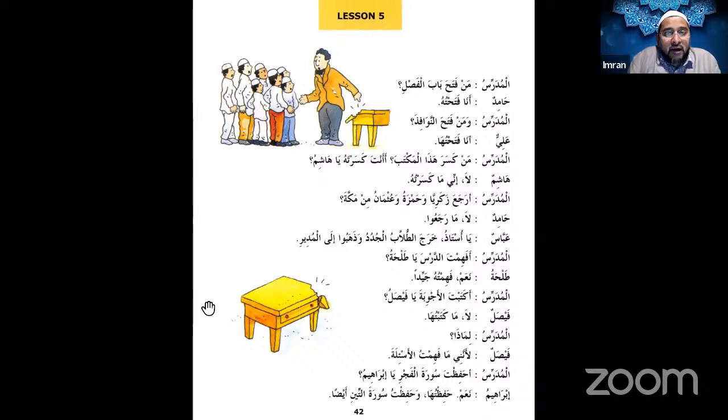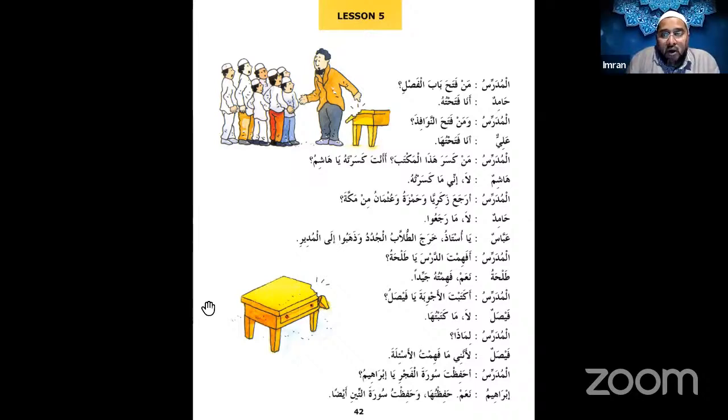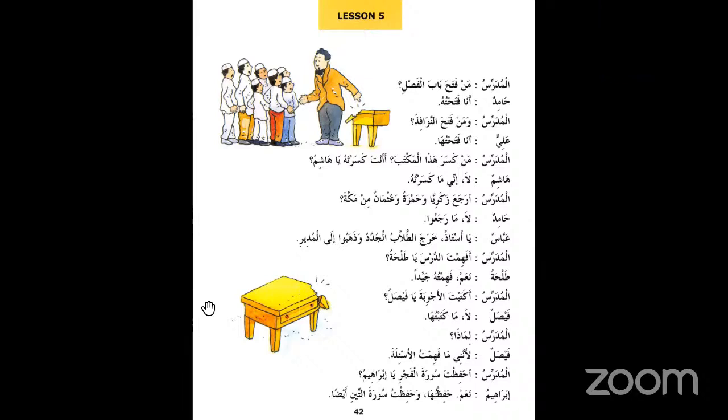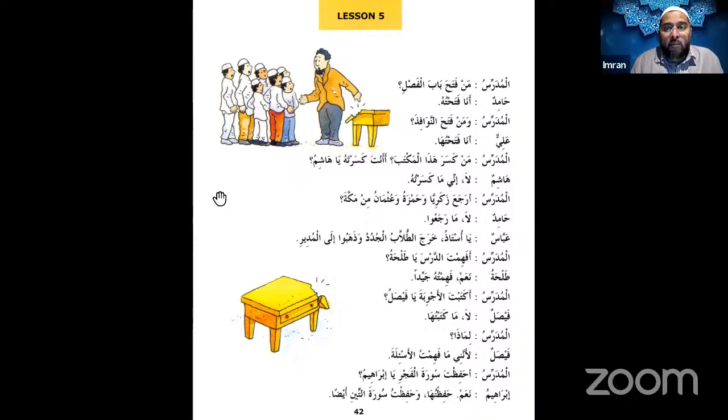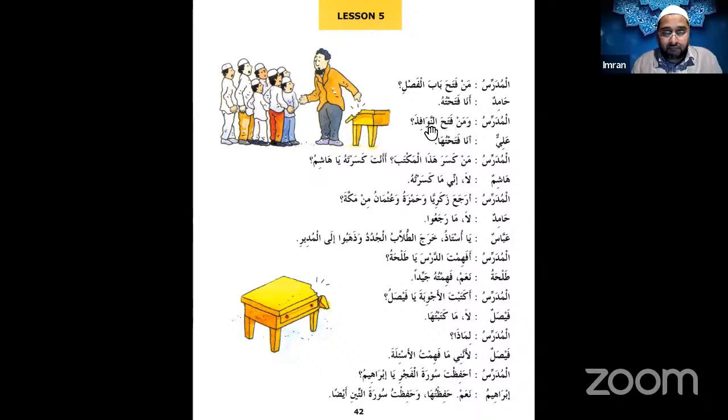So, wa man fataha an-nawafidha? Ana fatahtuha. Who opened the windows? I opened them. Now, doctor, explain here the position of an-nawafidha in the sentence. In this example, wa man fataha an-nawafidha, it ends with a fatha. Who is the subject? And the object is the window, an-nawafidha. Correct. And over here, ana fatahtuha.